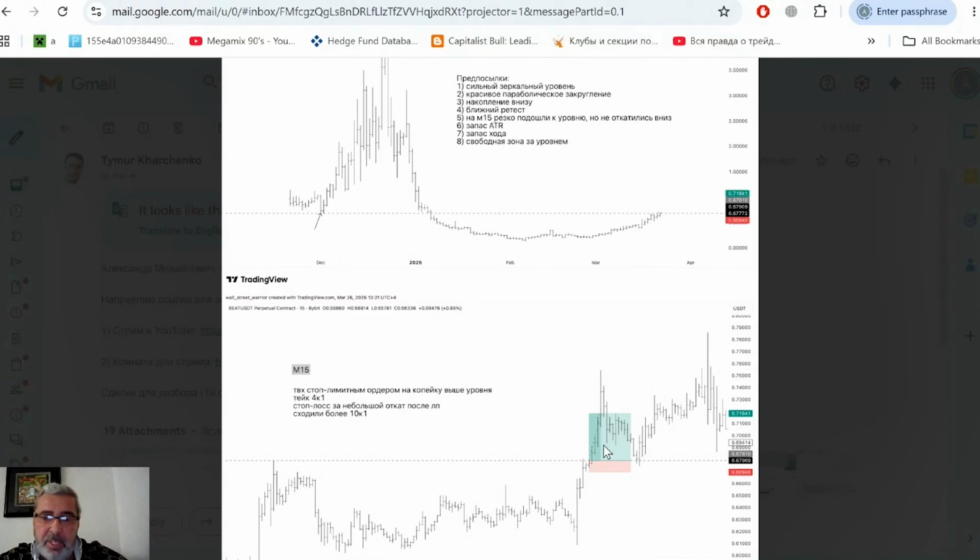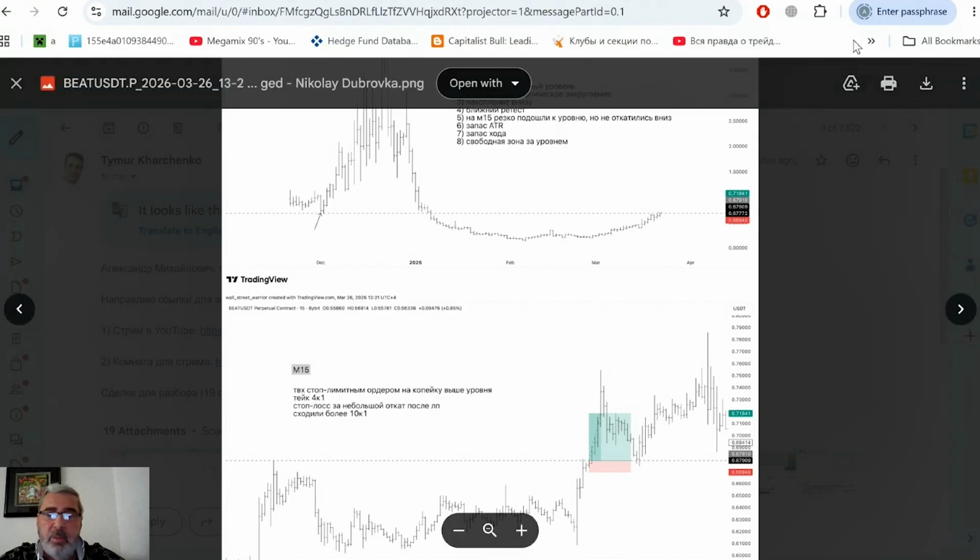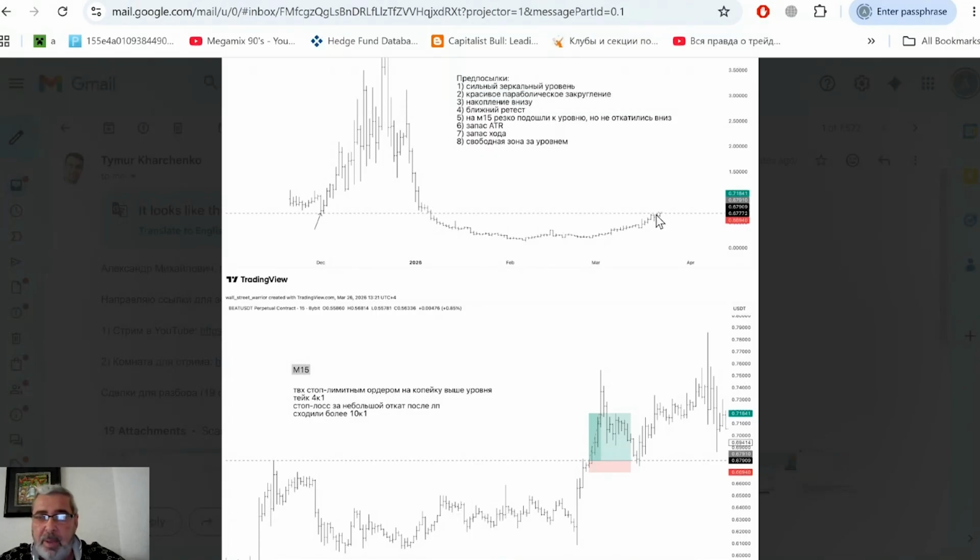Typically, assets with this structure spike way harder. This was a primary breakout. The level is pristine, and the trade deserves a straight A+. And I'm not saying that just because it ended in profit. I'm saying it because the prerequisites here were flawless. Nikolay Dubrovka, brilliant job. Honestly, I haven't seen a parabolic curve this clean in a long time.